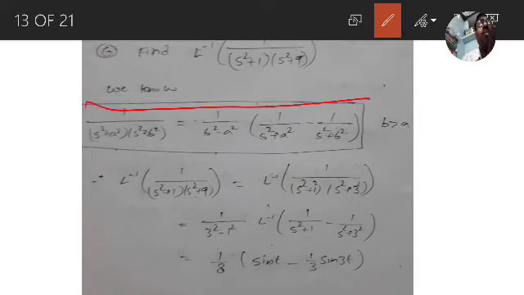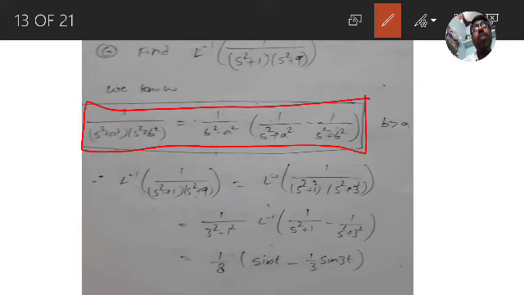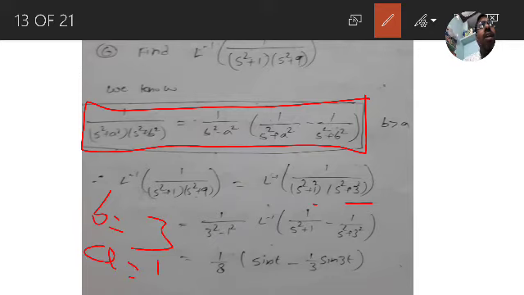So you are using the same formula: 1 by s square plus a square into s square plus b square is equal to 1 by b square minus a square into 1 by s square plus a square minus 1 by s square plus b square, where b is greater than a. So what are a and b here? Here we have 1 square and 3 square, so b is equal to 3 and a is equal to 1. Now substitute in the formula: 1 by 3 square minus 1 square, L inverse of 1 by s square plus 1 minus 1 by s square plus 3 square.